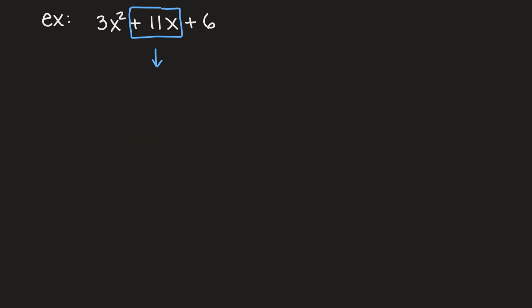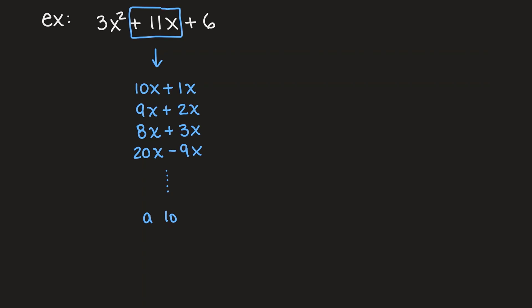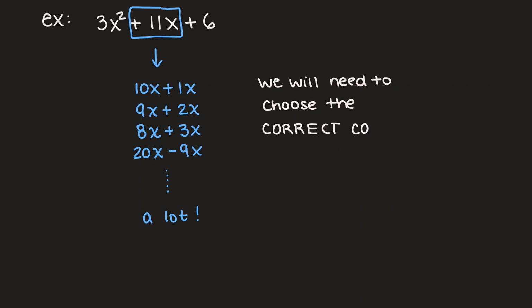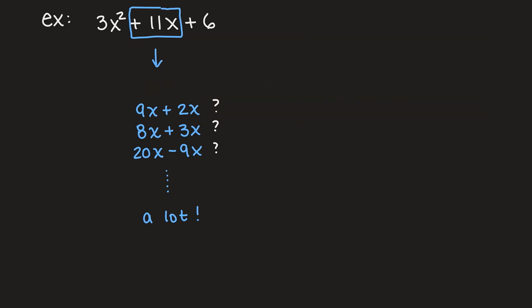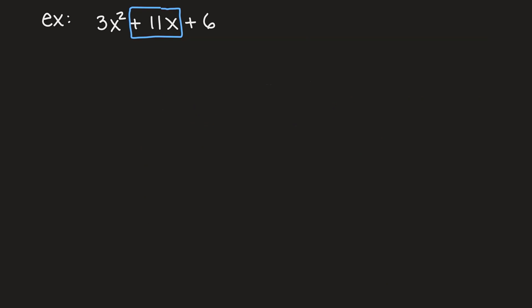There are many ways we can do this, like 10x plus 1x, 9x plus 2x, 8x plus 3x, 20x minus 9x, and a lot more. But in order to be able to factor by grouping and obtain a common binomial that can be factored out, we will need to choose the correct combination of 11x. But which one?